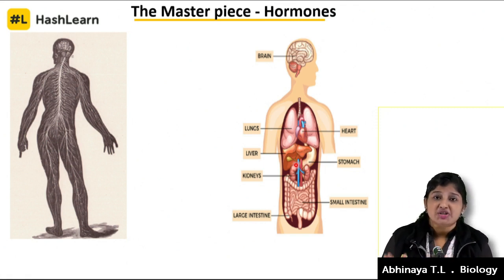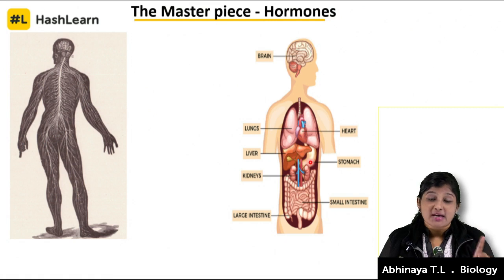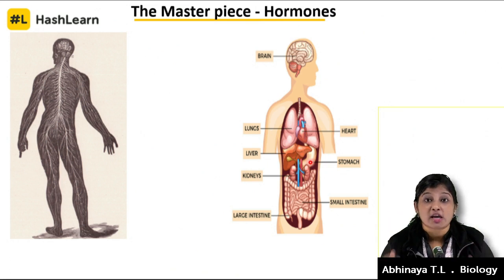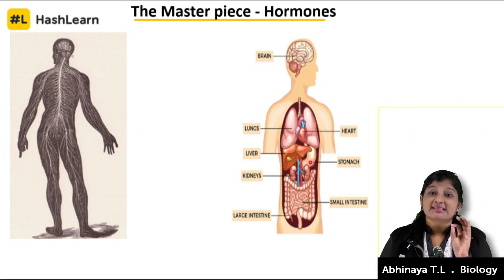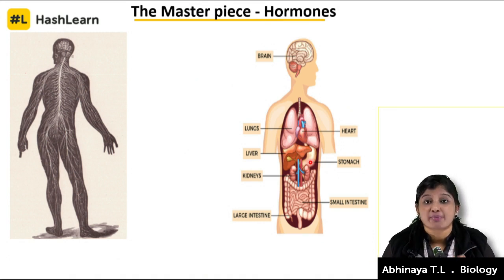These gradual changes cannot be monitored all the time by the nerves. They get exhausted. Look at this, there are so many organs. And one more thing to note down is that our nerves only reach the organs, but not the cellular level. So what reaches our cellular level is our hormones. That is why I call them the masterpiece hormones.